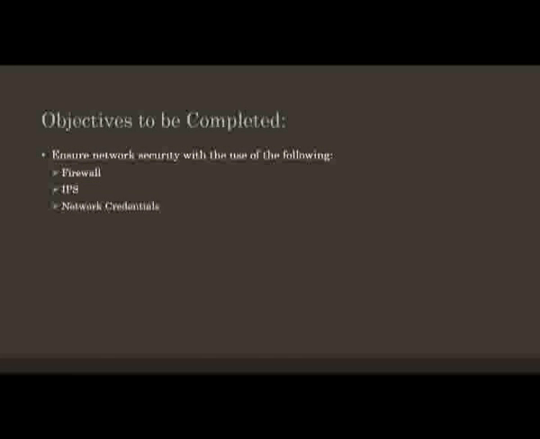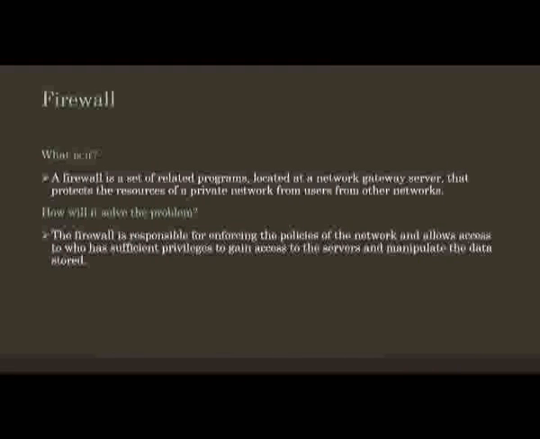Network security. Embassy network objectives to be completed. Ensure network security with the use of the following: firewall, IPS, network credentials. Firewall. What is it? A firewall is a set of related programs located at a network gateway server that protects the resources of a private network from users from other networks.